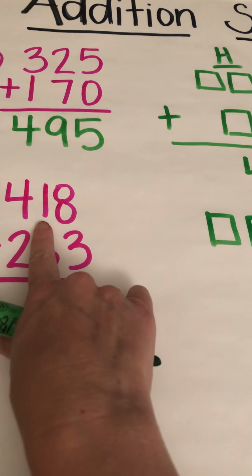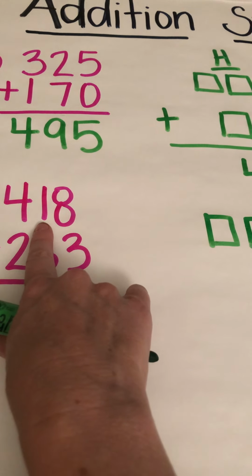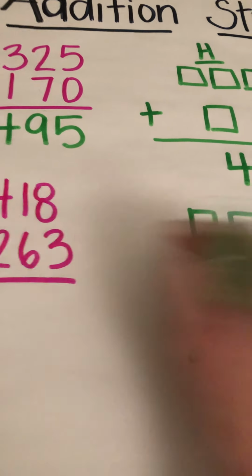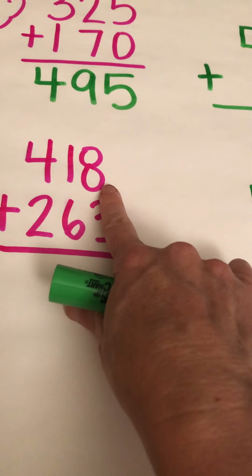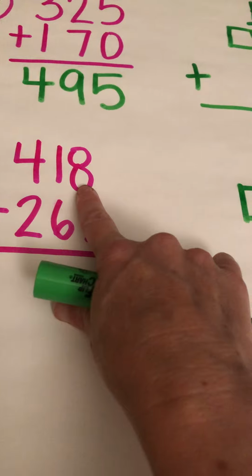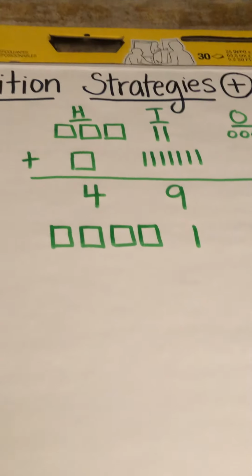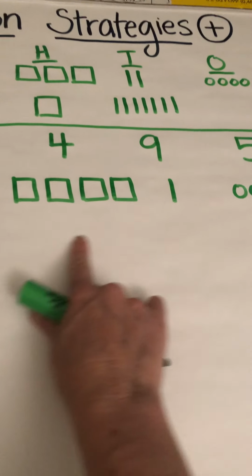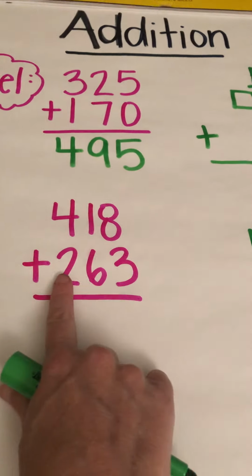Then I need to represent my tens. How many tens do I have? I have 1 ten, so I'm going to draw 1 ten. And then next I'm going to draw my ones. How many ones do I have? I have 8. So I have 1, 2, 3, 4, 5, 6, 7, 8. So I have now represented 418 as a model. So the next thing I need to do is I need to add.